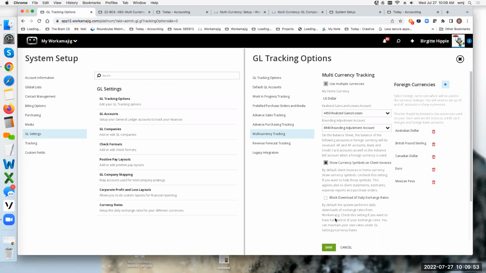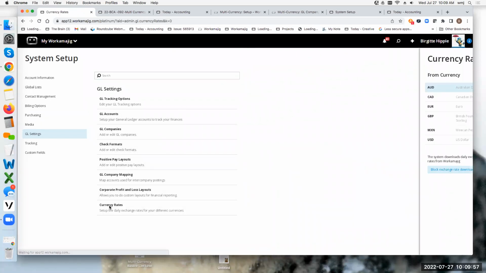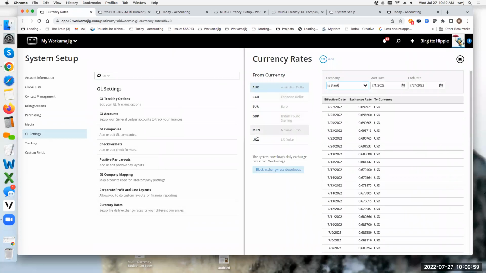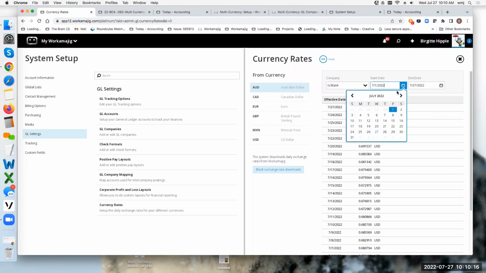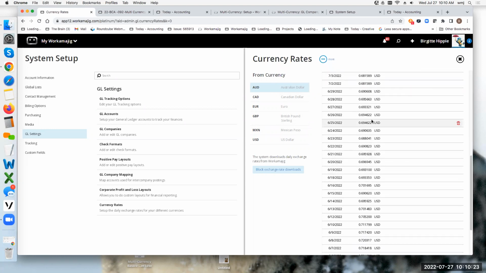currency rates for me. So when I come over to currency rates over here, you can see these are the same currencies that I've been working with. And daily, my rate comes in automatically. Now you can block to have the rates come in automatically. You can import your own list of rates if you want them in. I can look back in time and see what the rates were for last month. And so when I scroll down now, I'm also seeing June's.